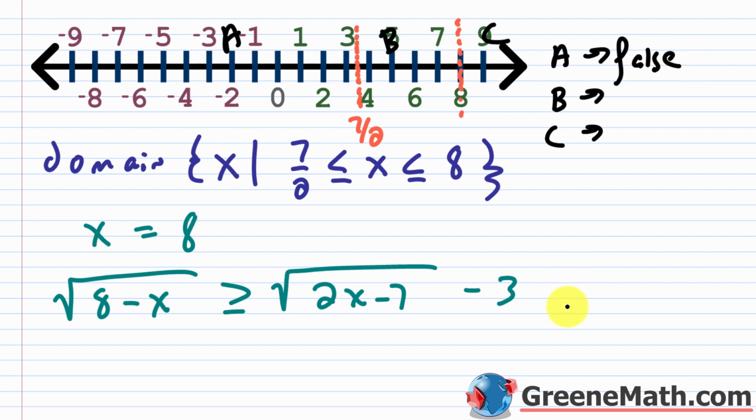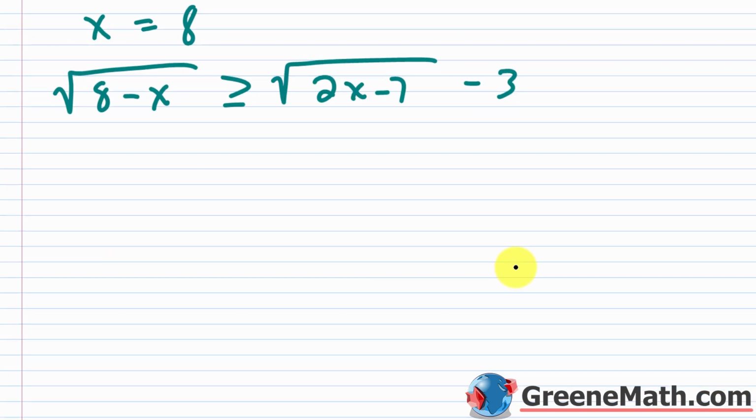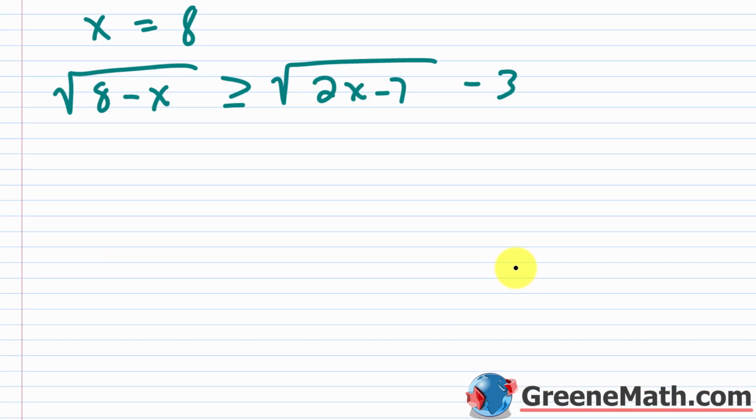Then for B, we have to check it. That's between 7 halves and 8. Then for C, we're going to reject because that's anything greater than 8. Again, that violates the domain. So this is automatically going to be false. So really, we just want to check something in B. You could just grab something like, let's say 4. I think that'd be pretty easy to work with. Now, you might remember from the equation when we plugged in 4, we got 2 on one side and we got negative 2 on the other side. But let's just go through it again.